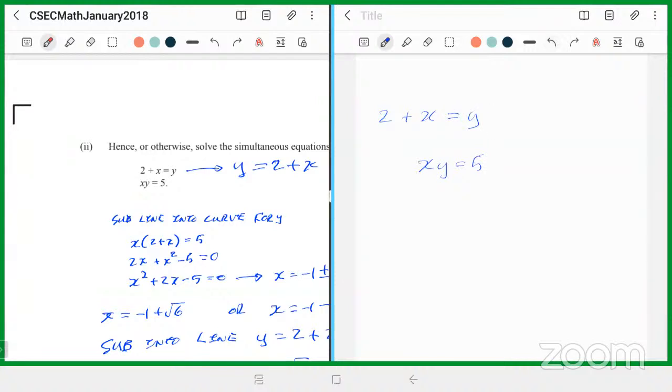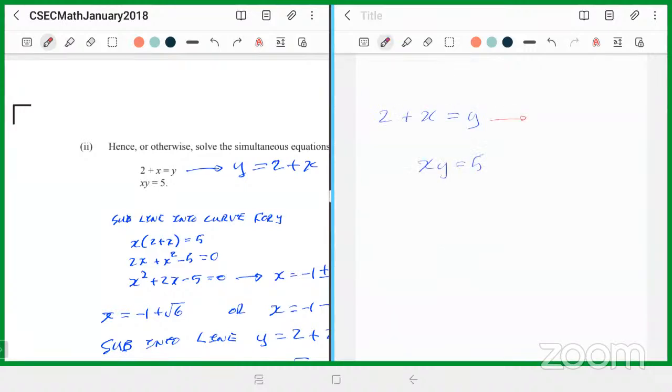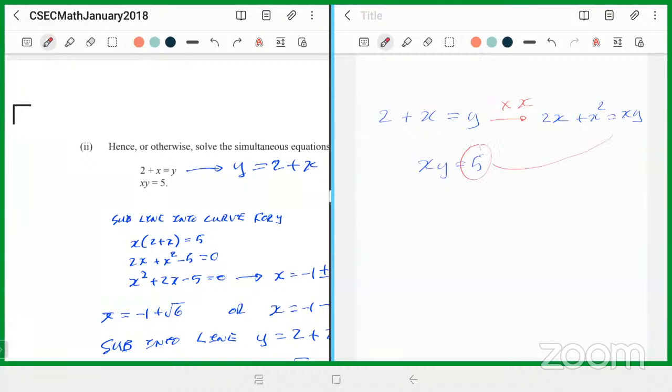So what I'm going to do is take this equation and multiply it by x. If I multiply it by x, then this becomes 2x, this becomes x squared, and this becomes xy equals xy. But then xy is 5. The other equation said xy is 5. So it means I can take this 5 and replace the xy over here.